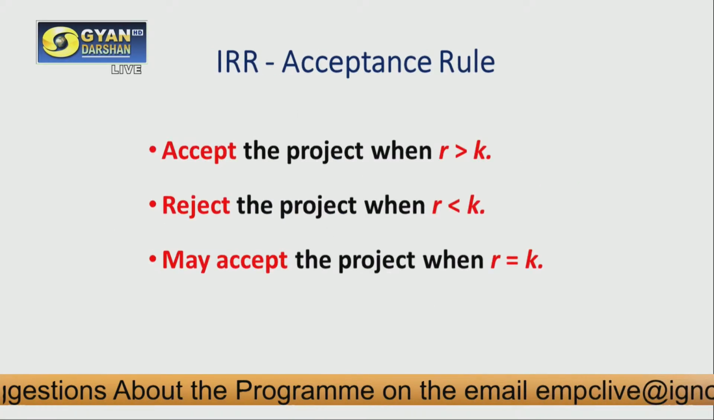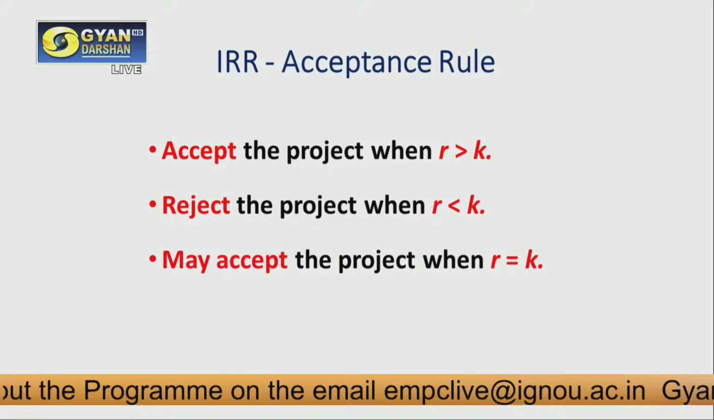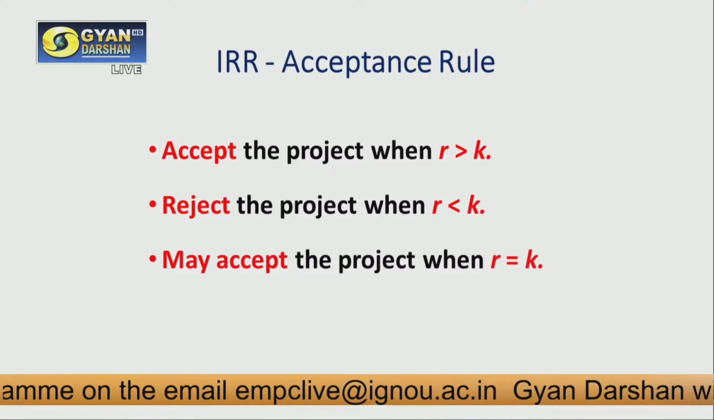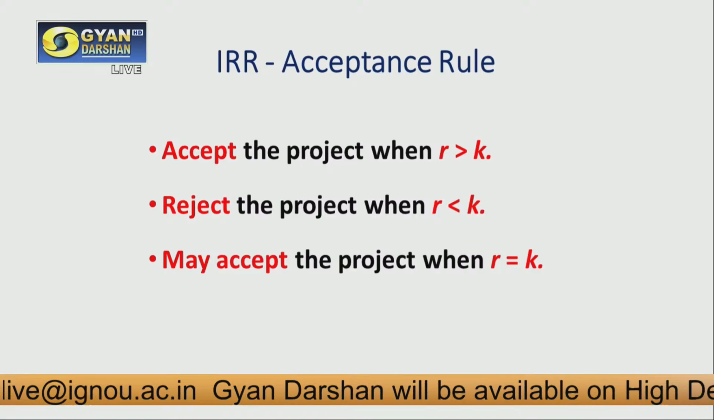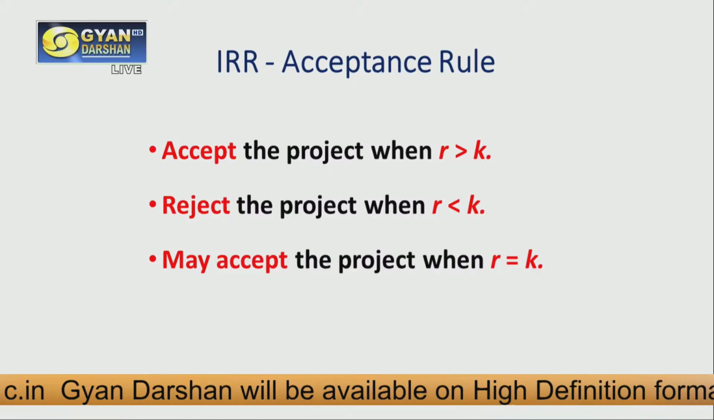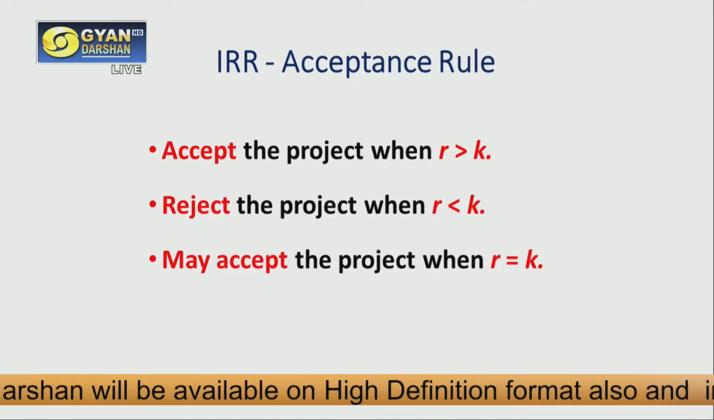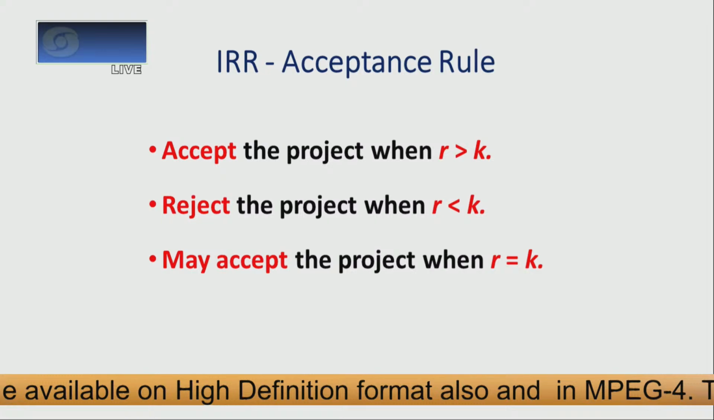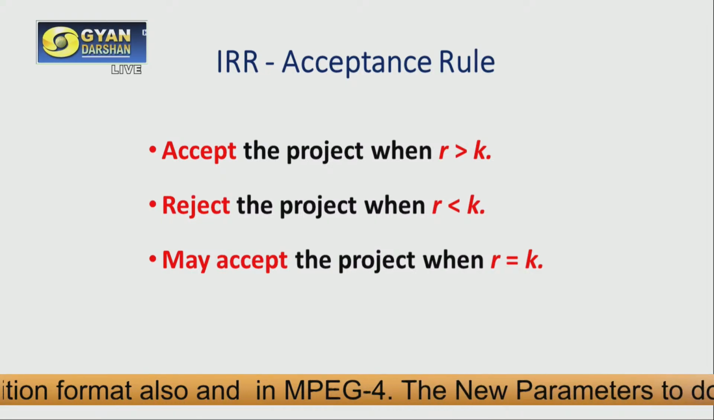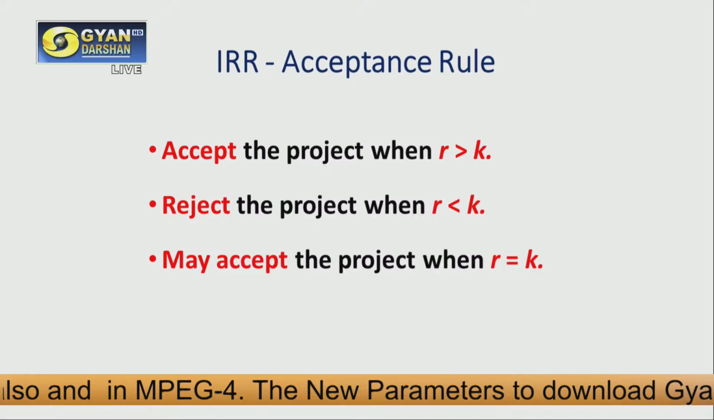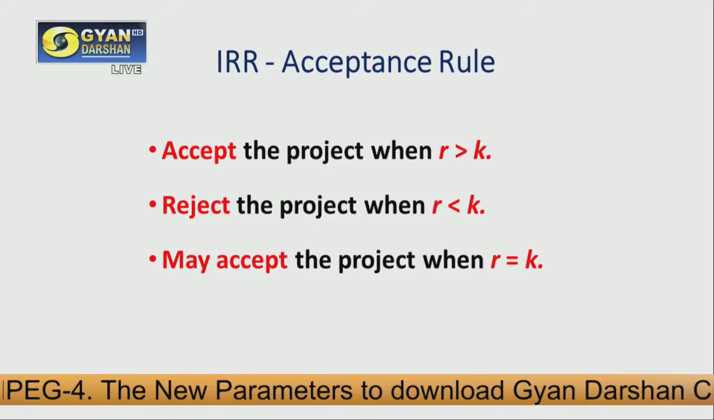Wheresoever our R, our internal rate of return, is more than the overall cost of capital, in this case we are going to accept the project. If our R is less than the cost of capital, we are going to reject the project. We may accept or reject the project if our R is equal to K.